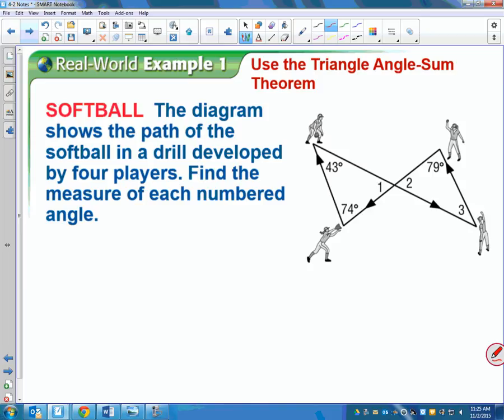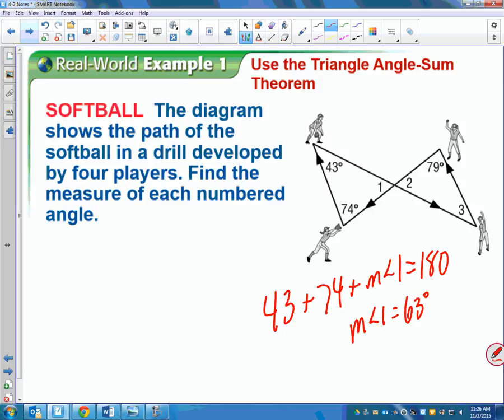Yeah. So I think you don't even need this triangle to find angle 1, right? Because you could say 43 plus 74 plus the measure of angle 1 equals 180. So you're going to do a lot of subtracting today. Again, my advice to you, especially on a test or a quiz, is show me what you're doing, because if you just do it in your head and you do something wrong, I can't see what you did, right? So if you miss it, then you miss a lot more points. Because I know you could just do 180 minus 74 minus 43, and you get the measure of angle 1 equals 63 degrees.